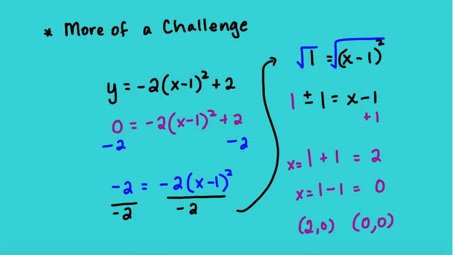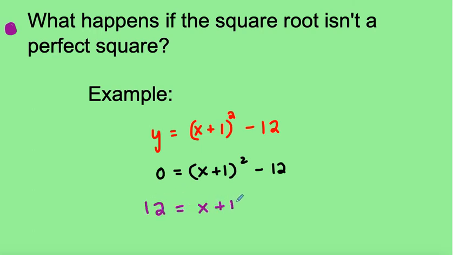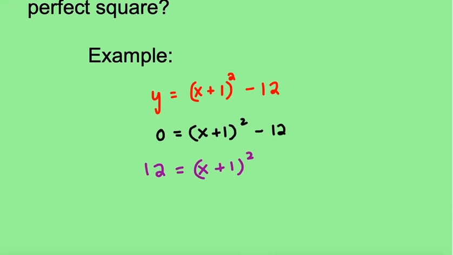All right, there's one other thing that can happen. What happens if the square root isn't a perfect square? Now, I'm going to be spending time in class doing this, so don't panic if you don't follow, okay? All right, so I'm going to still set y equal to 0. I'm going to bring the 12 to the other side. Okay, and then I'm going to take the square root of both sides. Okay. So I do have plus or minus the square root of 12 equals x plus 1, okay?